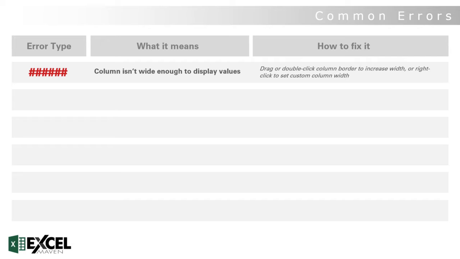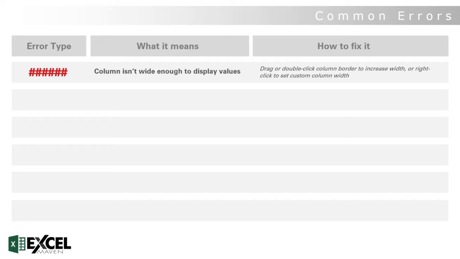We've seen this one before. This is the hash mark error. And honestly, it's the simplest of all the errors because all it means is that the column isn't wide enough to display the underlying values. The fix there, super simple. All you have to do is drag or double click your column to increase the width until it can contain that value. So let's jump into Excel.